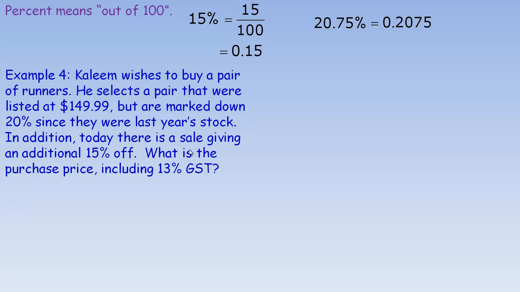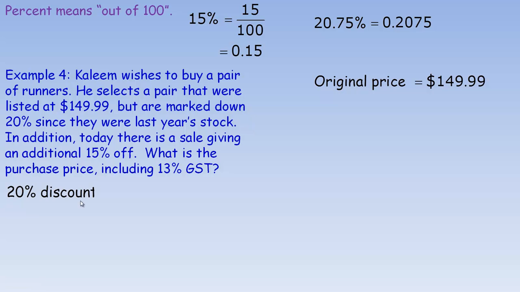So I'm going to show you a way to organize this, and this is often the thing you'd see on a receipt, or if somebody in the store actually wrote it out to show you what the discounts are, how you get the final price, etc. So we're starting at $149.99, and we're going to take 20% off of that.